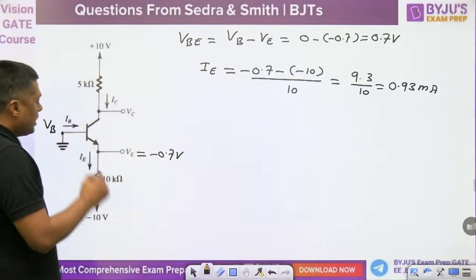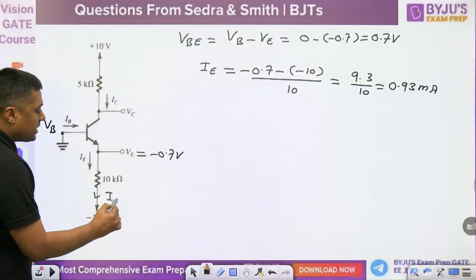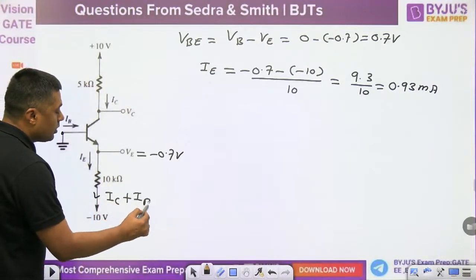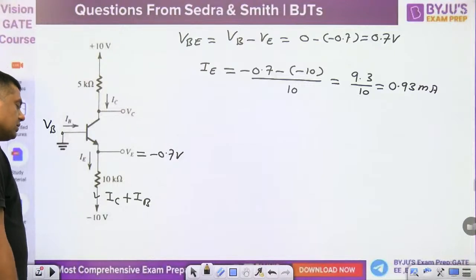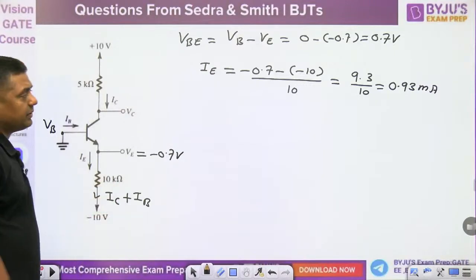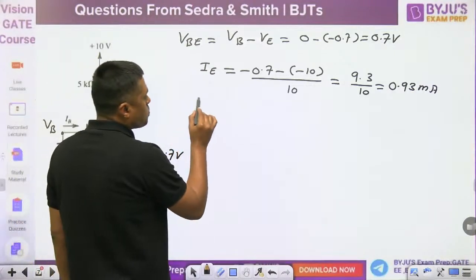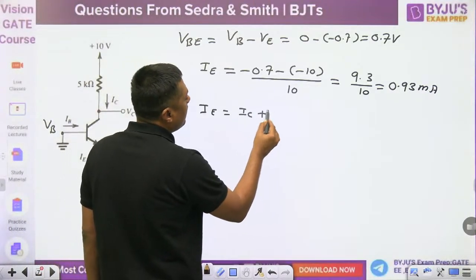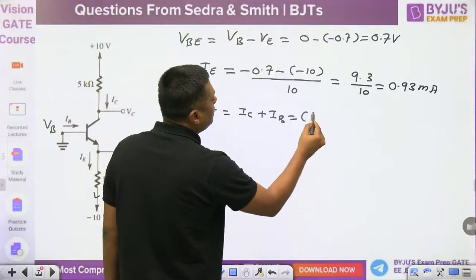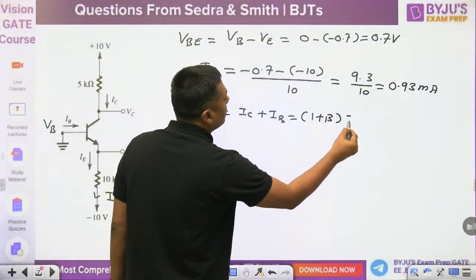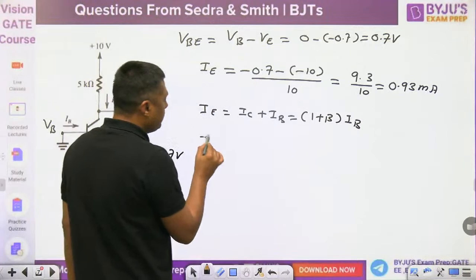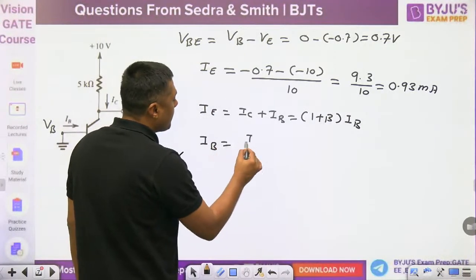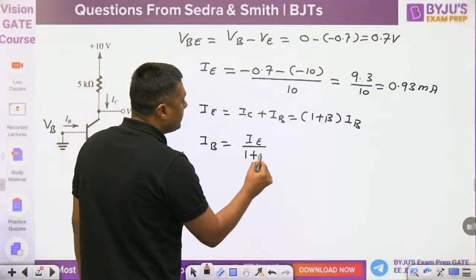Similarly, once you have the emitter current, then you can find the base current. Why? Because emitter current is IC plus IB. And in active region, IC is equal to beta IB. So you can say IE is equal to IC plus IB, or in active region you can write 1 plus beta times IB. So IB is equal to IE upon 1 plus beta.